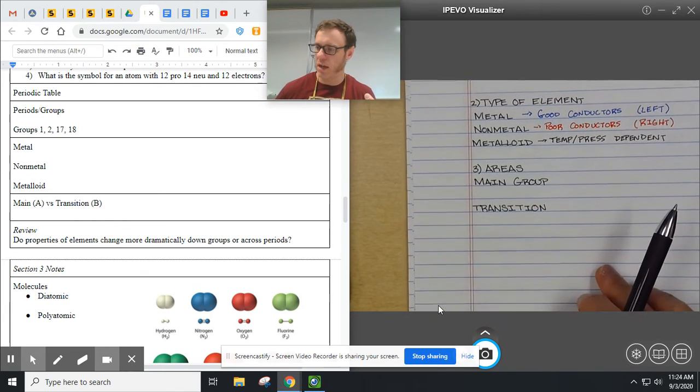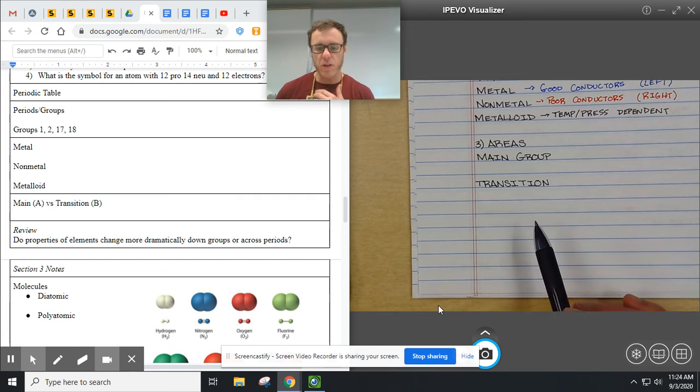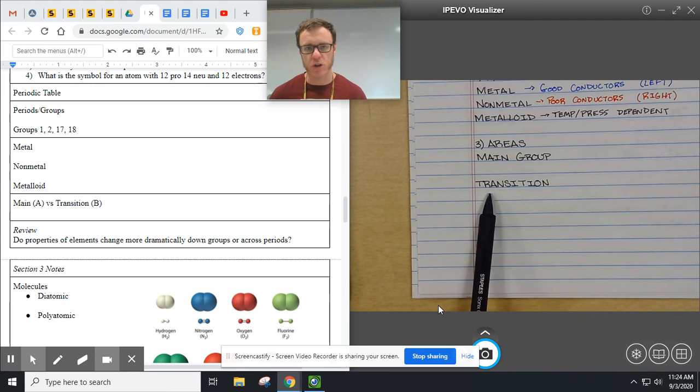That's a metalloid. And then lastly, there are 2 areas. There's the main group, which is groups 1 and 2, and then groups 13 through 18. Those are the main group. The transition groups are the ones in between. We're going to get to why later. So we have our main group and our transition group, and we'll talk more about those properties in class.